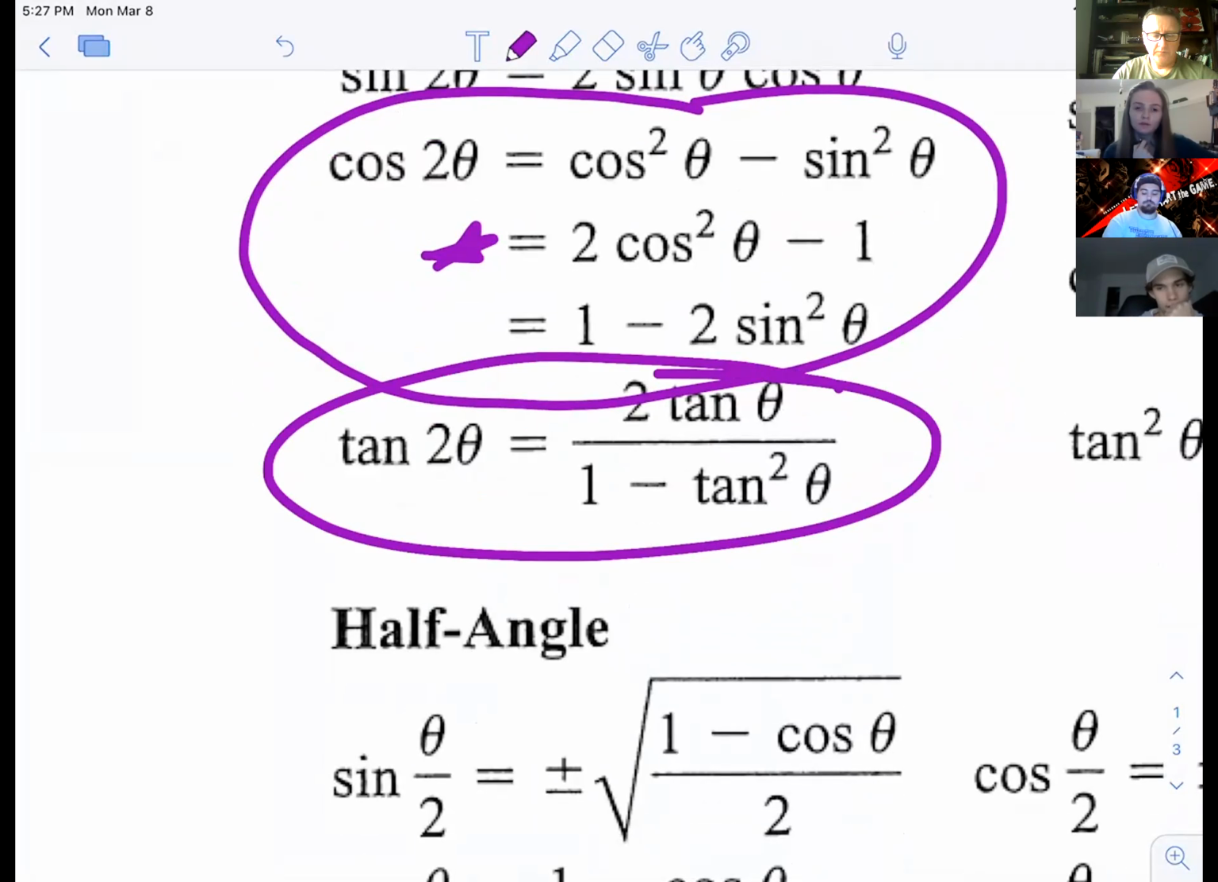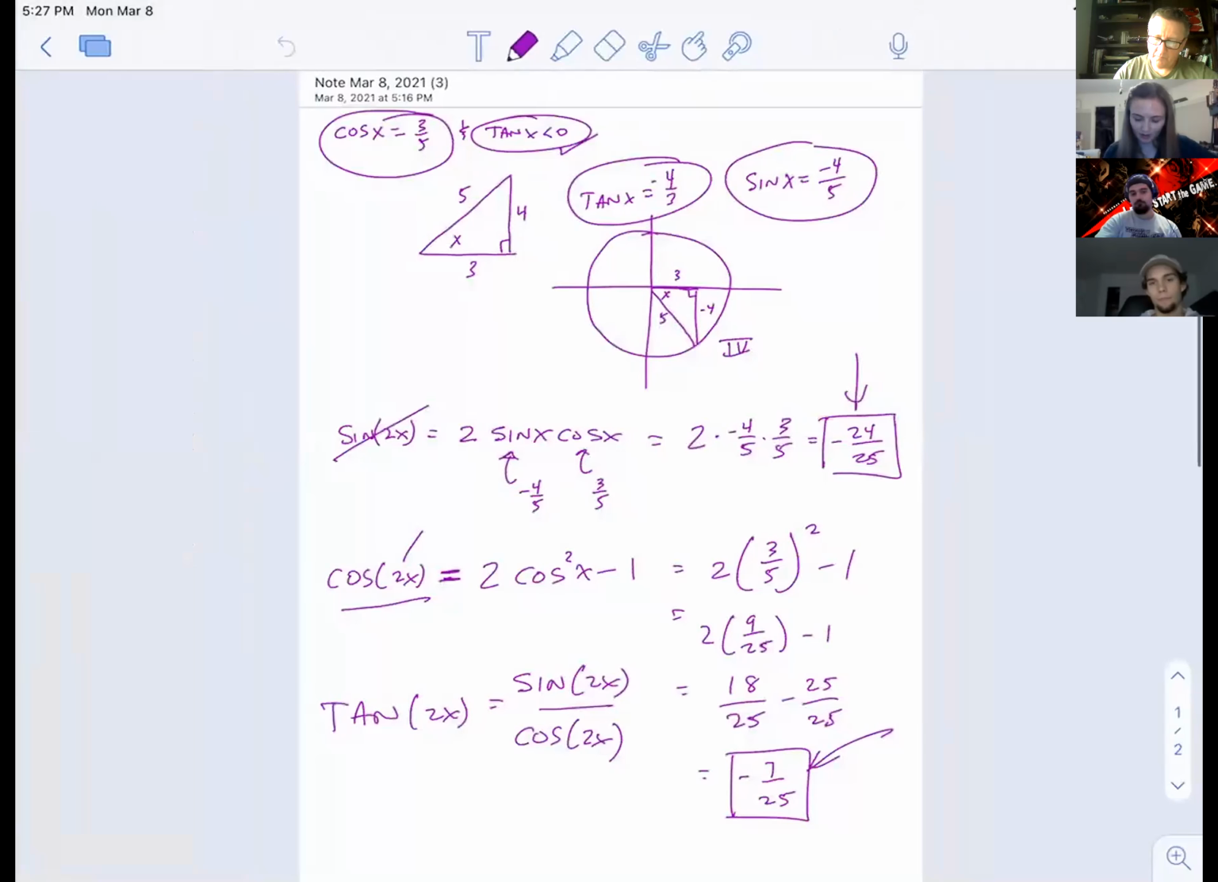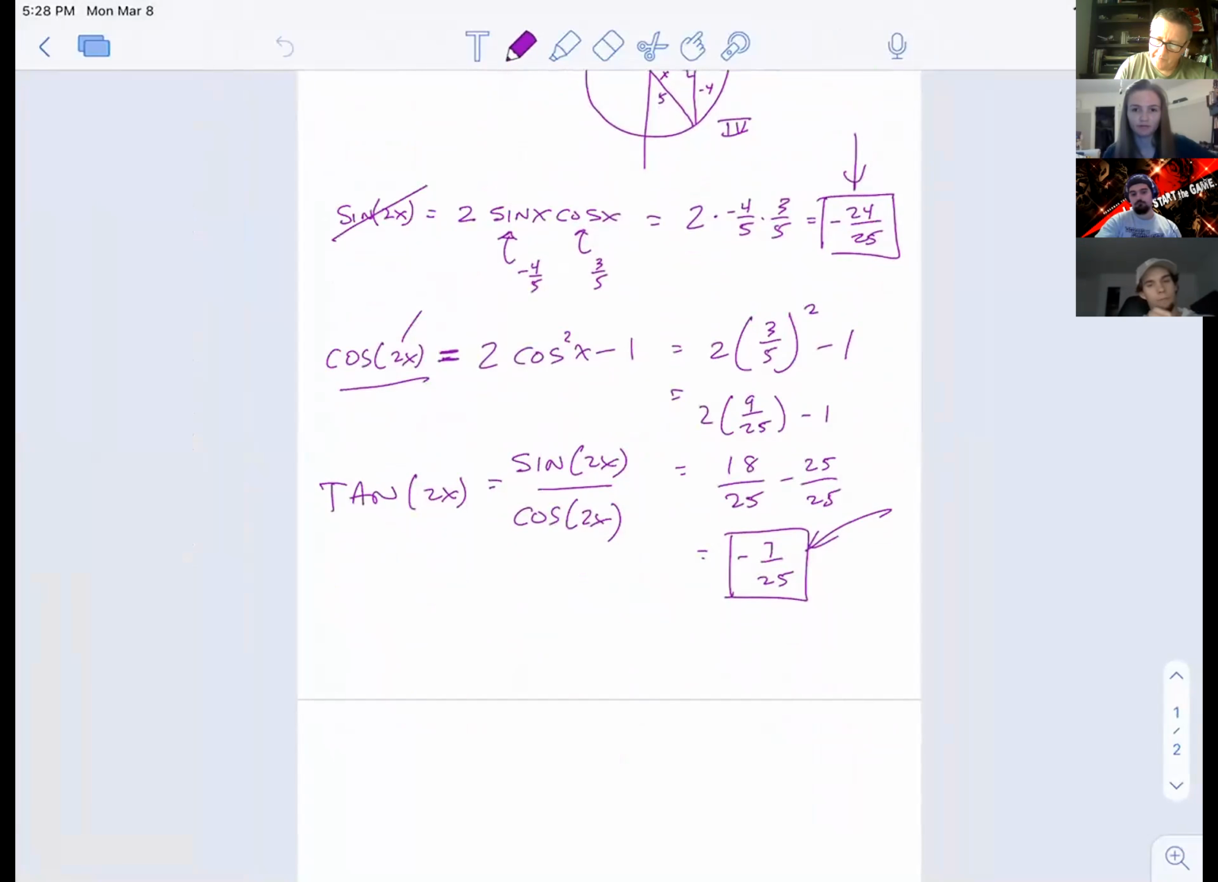If you do the sine 2x over cosine 2x, would you not get a positive number for tangent 2x? Yeah, you would. So sine over cosine, that'd be negative 24/25 divided by negative 7/25, which is times the reciprocal. Hey, look, those cancel, and you'd get 24/7.